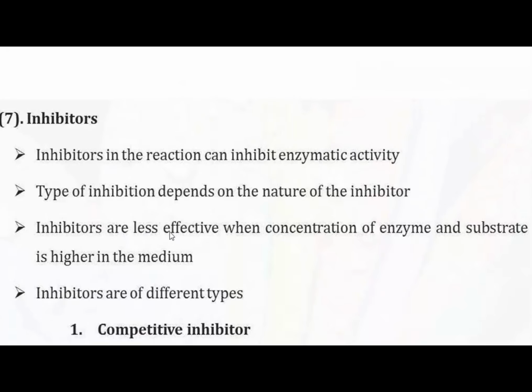But the inhibitors are less effective when the concentration of the enzyme and substrate is higher in the medium. So this is about the inhibitor. Inhibition details we will discuss in our later classes. Where the enzyme binds with the substrate to form the ES complex, it will then dissociate into E plus P. But when the enzyme binds with the inhibitor, it will form the enzyme-inhibitor complex.